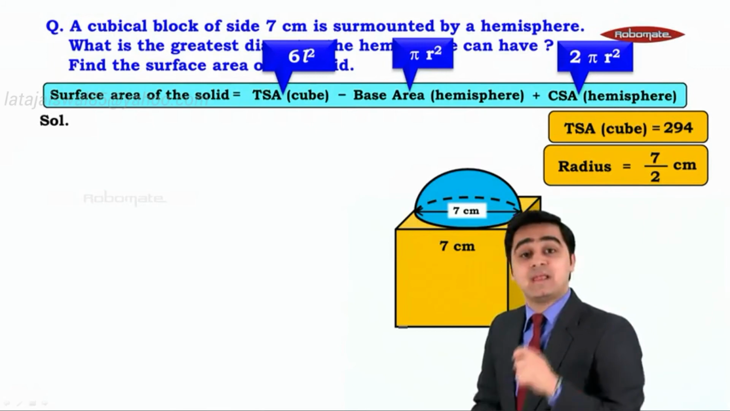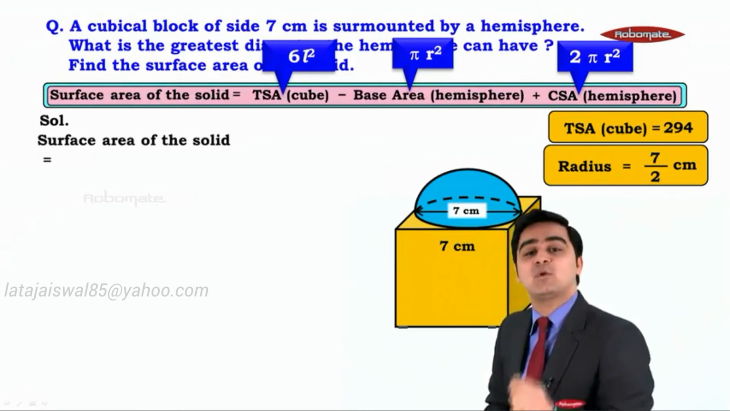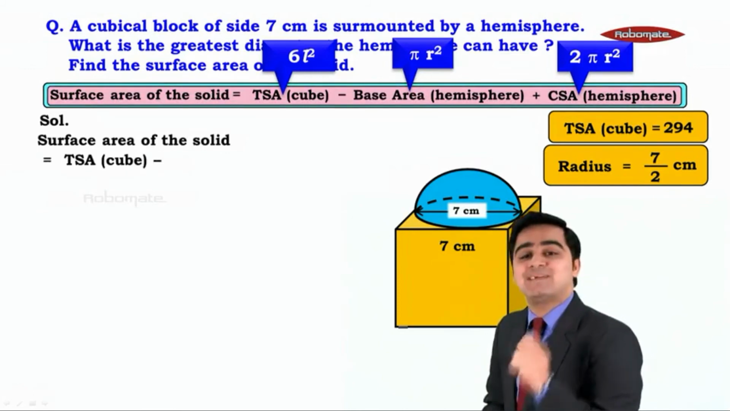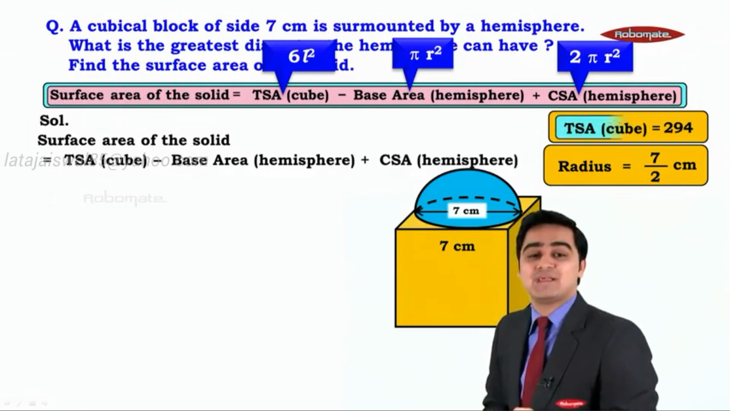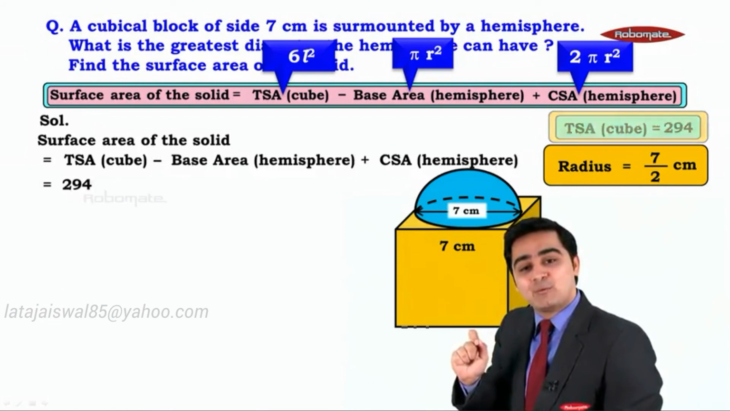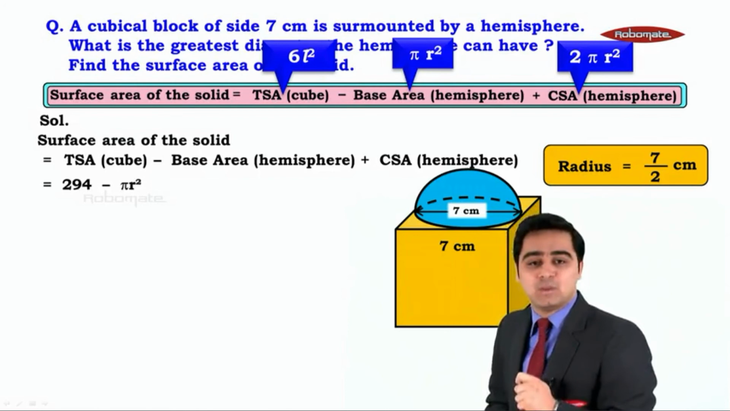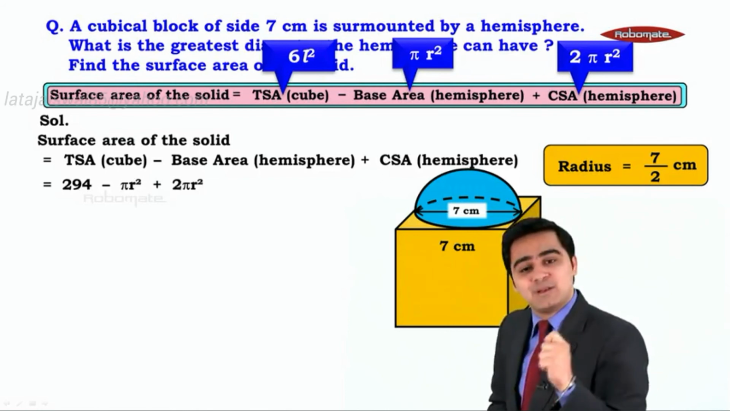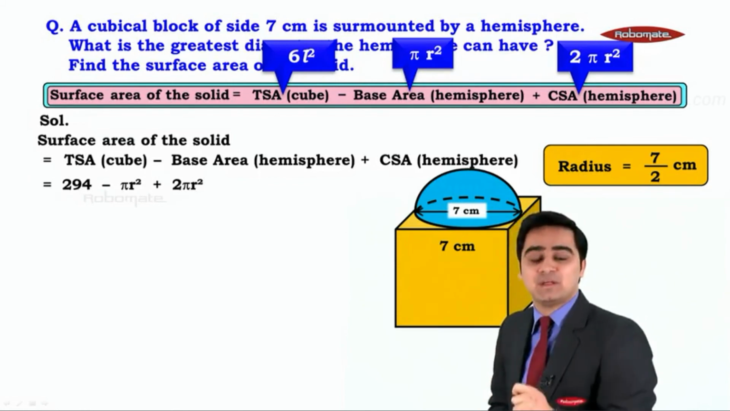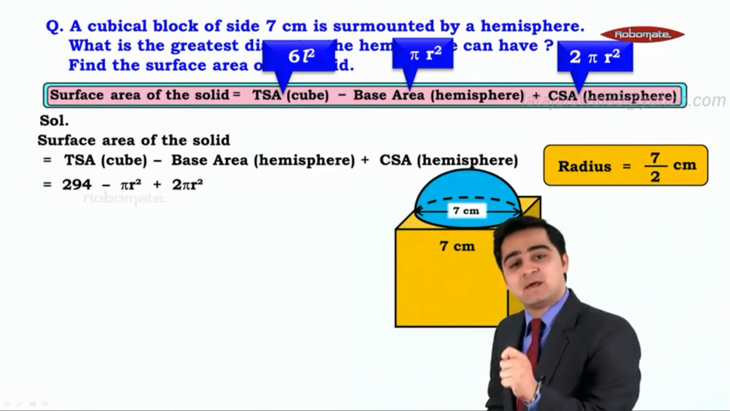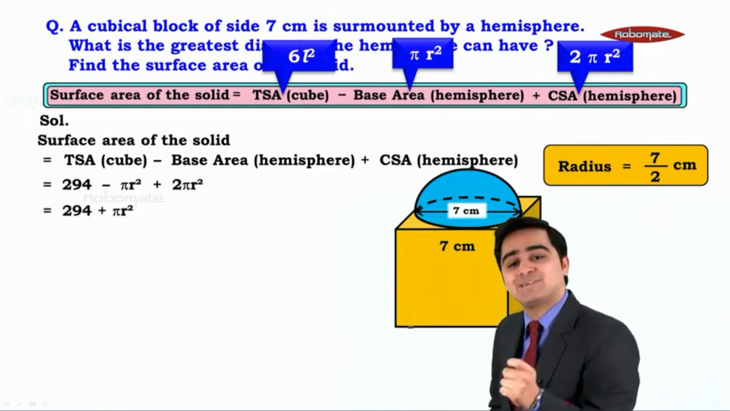Let's proceed further and now calculate the surface area of the solid. The formula for the surface area of the solid is equal to the total surface area of the cube minus the base area of the hemisphere plus the curved surface area of the hemisphere. Now we have the total surface area of the cube equal to 294. We know the base area of the hemisphere has the formula pi r square, and the curved surface area of the hemisphere has the formula 2 pi r square. So the next step is 294 minus pi r square plus 2 pi r square. Now 2 pi r square minus pi r square is pi r square, so we have 294 plus pi r square.